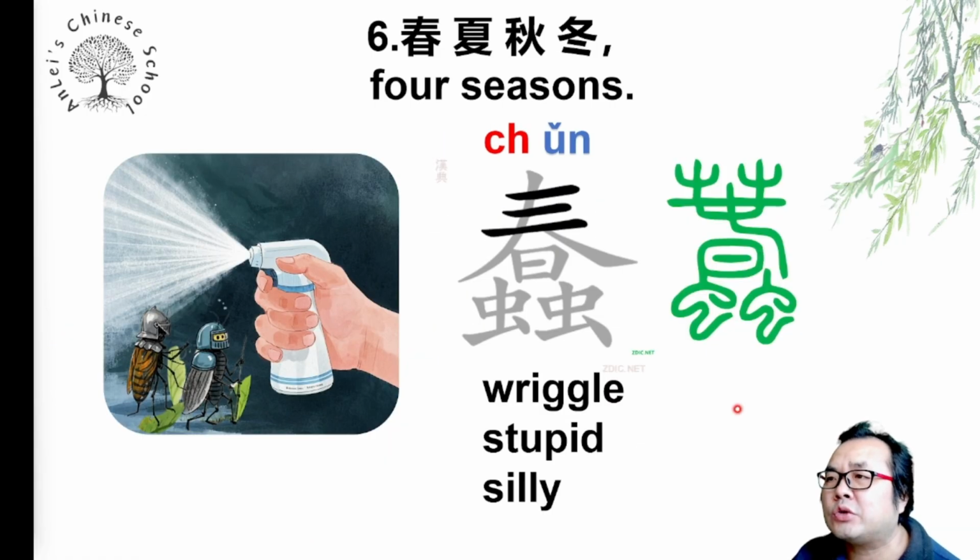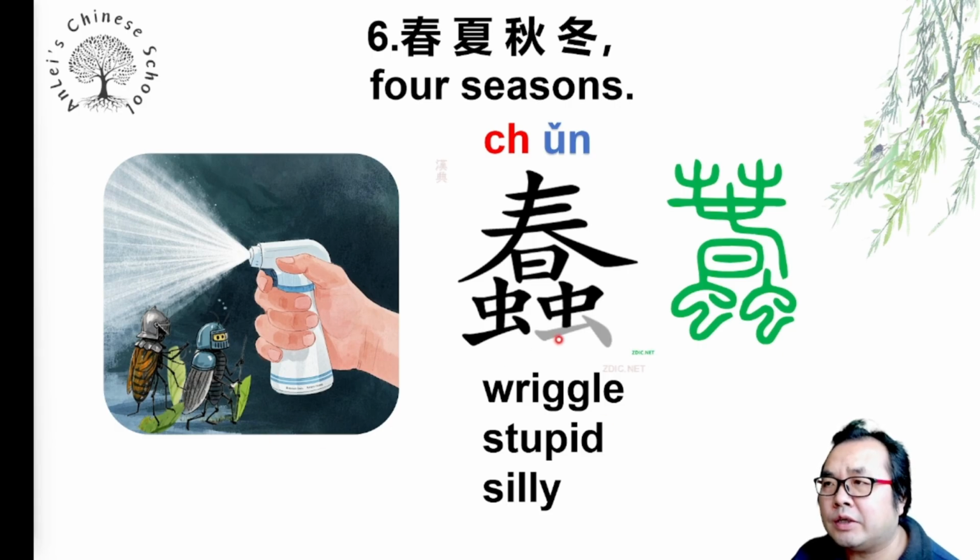蠢, chǔn, stupid, silly. This kind of fighting behavior of the bugs is stupid. There are two bugs on the bottom. The character chun, spring, is just like a bottle of bug spray. The sun here is the bottle. This is the spray nozzle, and this is the hand and the rest.